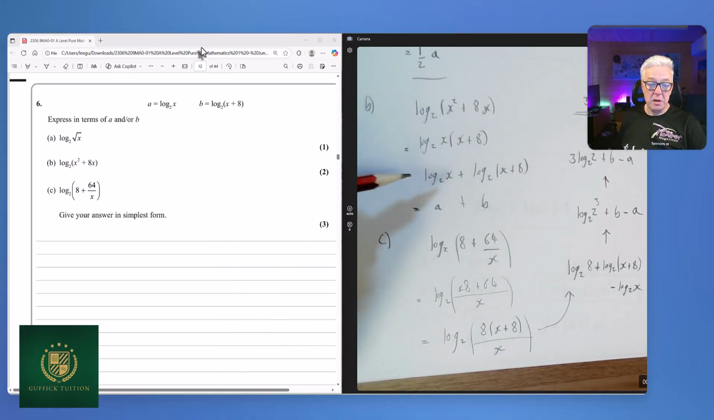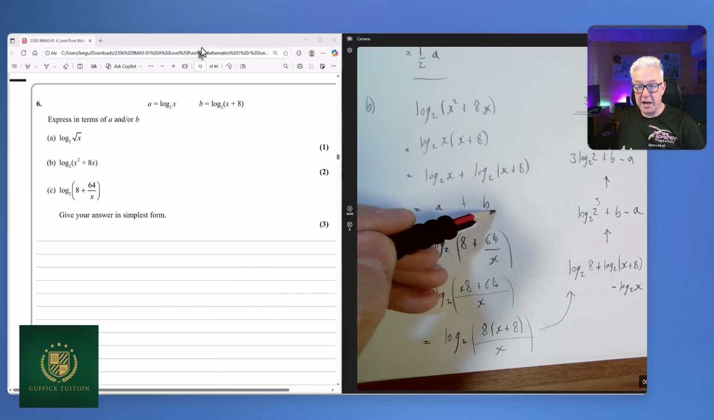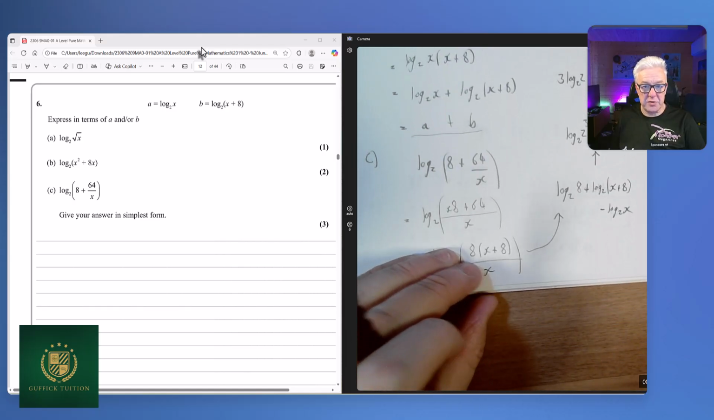Well, we know that log to the base 2 of x is a and log to the base 2 of x add 8 is b. So therefore a add b is our expression for the second one. Third one's a little bit tricky and it's worth 3 marks.